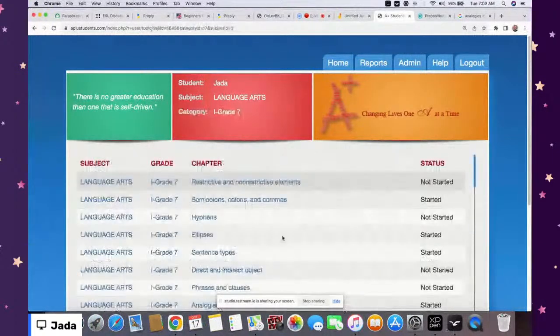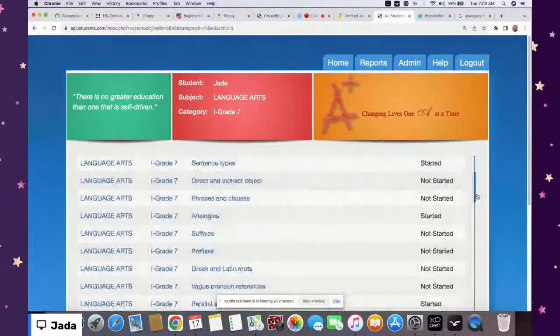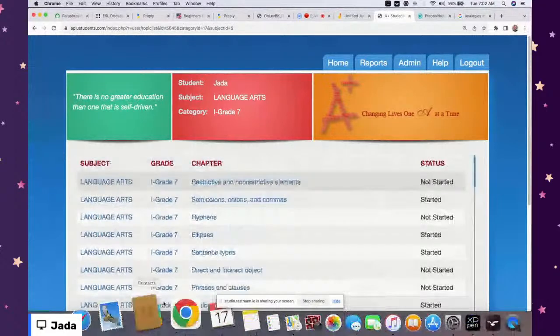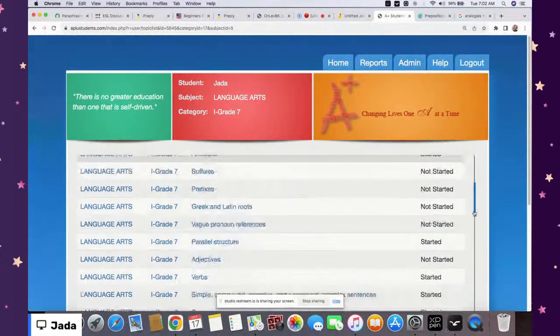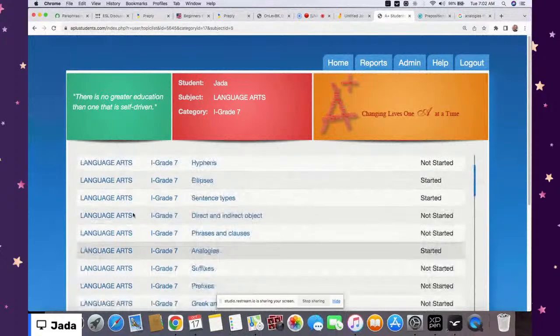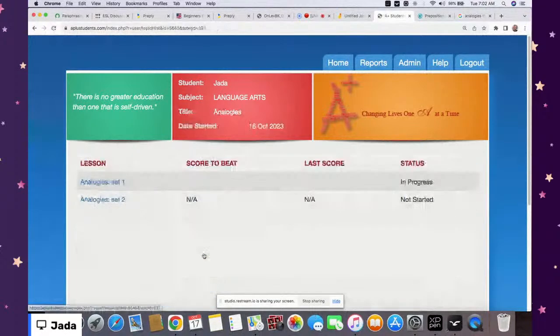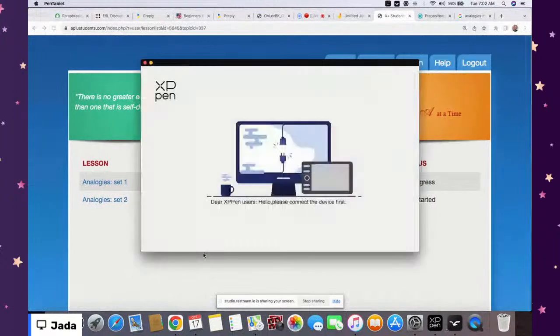So it's grade 7, and we have the analogies. That's what we're having today. So we just click on the chapter. All right, so we have set 1 and set 2. We're going to try to complete both of them today, so we'll start with the first one.